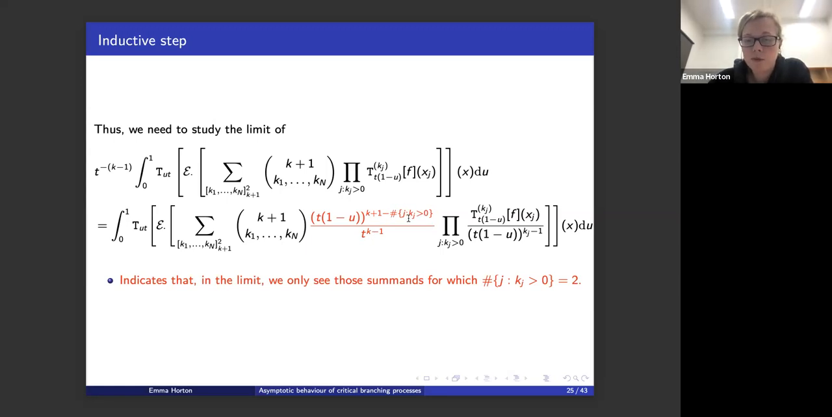If more than two of them are positive, then this whole thing will go to zero, because I'll have too many powers of t here. So it will end up being something like 1 over t to some positive power, if I have three or more terms in this sum that are positive. So in the limit we only see those terms with exactly two of them being positive. And this is exactly why, when I stated the theorem, we only see a limit that depends on the second order behavior of the offspring distribution. If anyone's interested at the end of the talk, I can give a more heuristic explanation as to why that's the case, involving spine decomposition and so on.